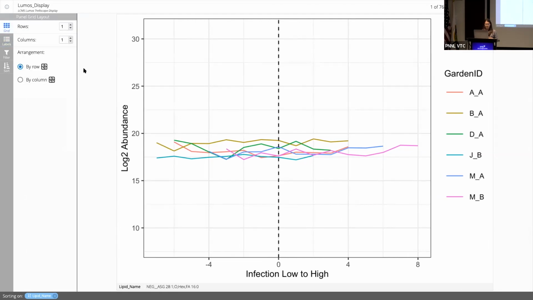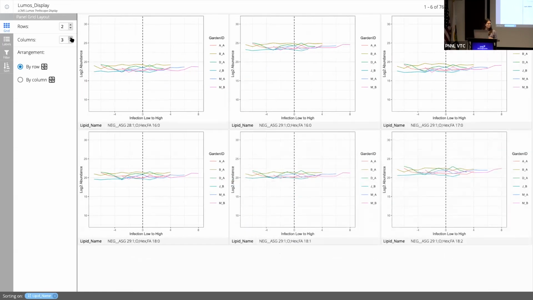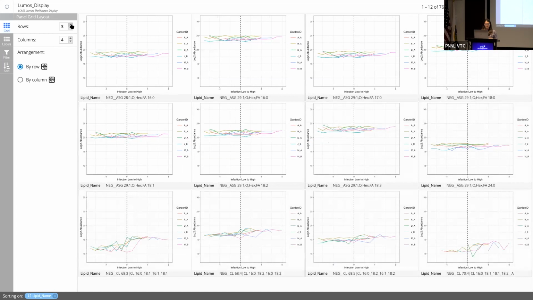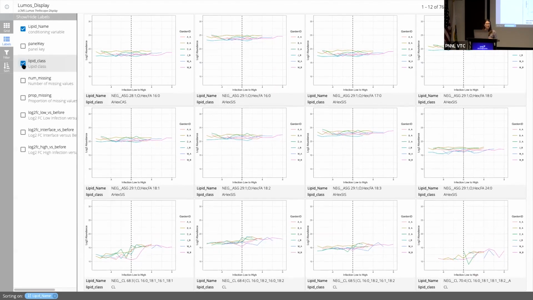So I can now leverage Trelliscope to show more than one plot at a time. And right now we can see that there are 766 lipids in this data set. So each of these plots is for a different lipid. We have the ability to add different information to the bottom of the plots. Right now we just have lipid name, but if we wanted to include lipid class, we could do that. And it's possible to define your own metrics and information that you can include so that it really suits the type of experiment and data that you're looking at.